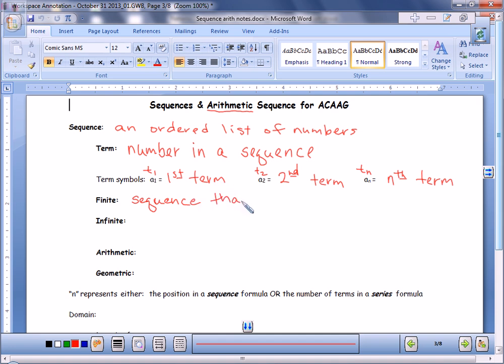Okay. So a finite sequence is a sequence that ends versus an infinite one would be a sequence that does not end, that continues, that never ends.